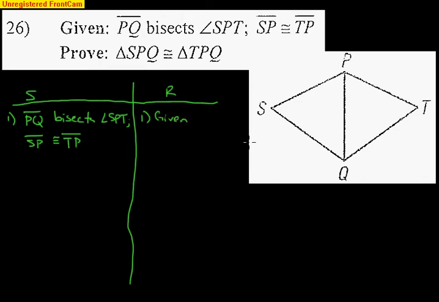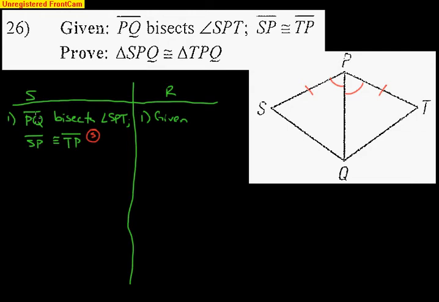Well, on my picture, PQ bisects angle SPT. So here's angle SPT, and PQ bisects it. We know those two angles are congruent because of an angle bisector. Segment SP is congruent to segment TP. That's this side and this side. We know that. This is the pair of sides. So towards our proof, we have one pair of sides.